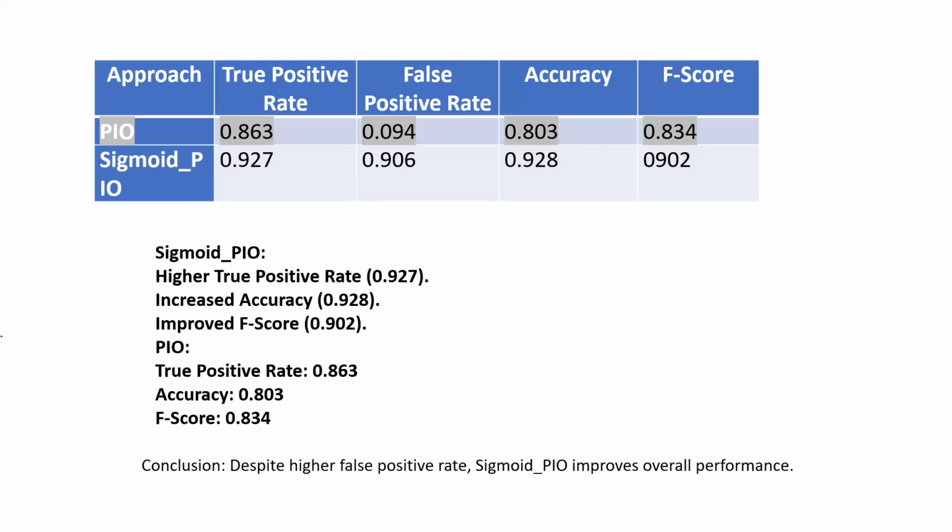In the second table, we can also have the information for the comparison of sigmoid PIO and PIO. Then we also check the true positive rates. This is higher, and also in the false positive rates, sigmoid PIO is also higher, in the accuracy also and the scores. So the conclusion of the second table: despite higher false positive rates, sigmoid PIO improves overall performance.